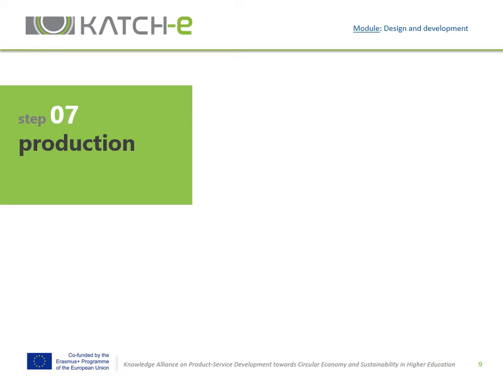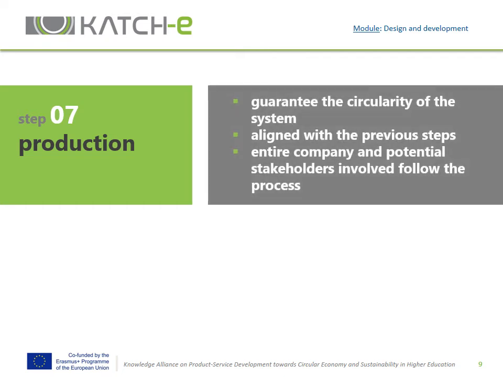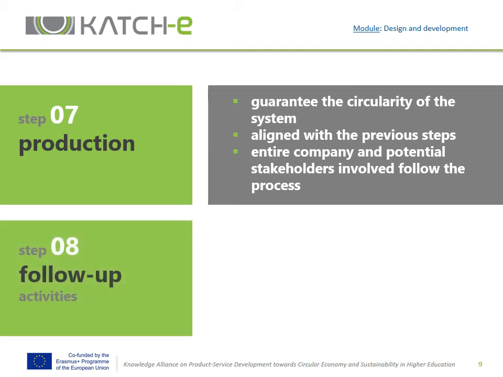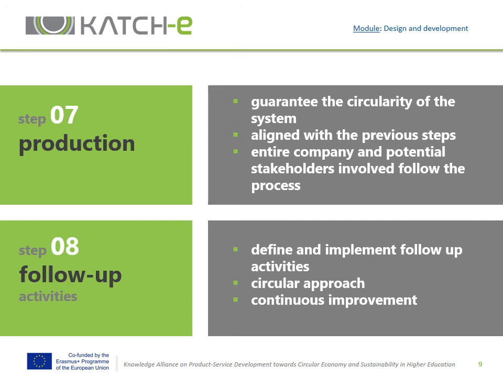Step 7. Production. If the new circular product or service has a good evaluation, the company can start production and placement in the market. To guarantee the circularity of the system, all aspects of production and placement of the product or service have to be aligned with the previous steps. It is essential that the entire company and stakeholders involved in co-design follow the process. The design process does not end in the production phase. According to Step 8, the company must define follow-up activities to promote a circular approach to project development based on continuous improvement.